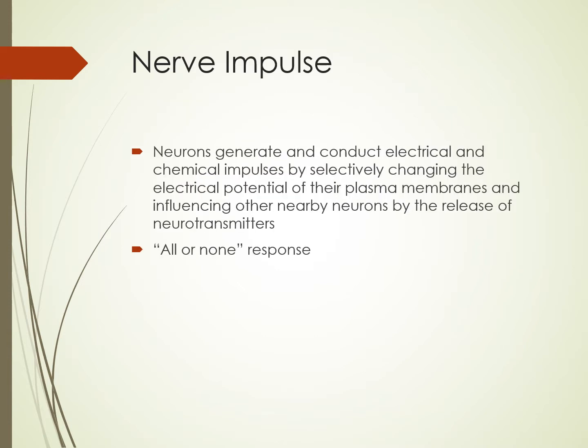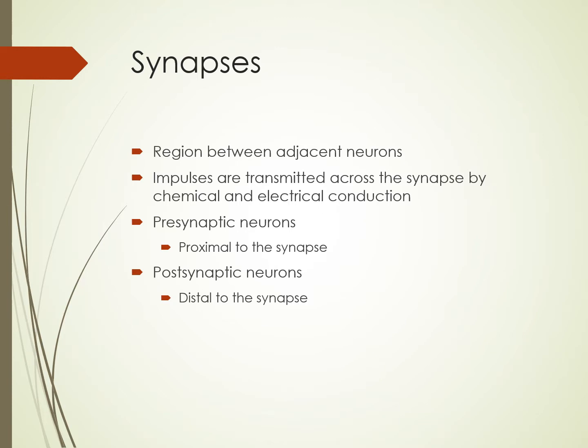Neurons generate and conduct electrical and chemical impulses by selectively changing the electrical potential of their plasma membranes and influencing other nearby neurons by the release of neurotransmitter. It's an all or none response, so it works or it doesn't work. Synapses are the regions between adjacent neurons, and impulses are transmitted across the synapse by chemical and electrical conduction. Presynaptic neurons are proximal to the synapse, and postsynaptic neurons are distal to the synapse.